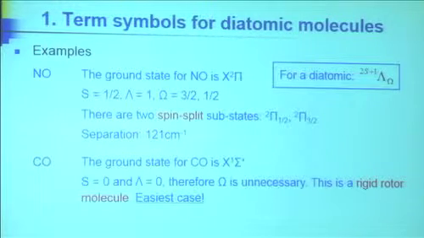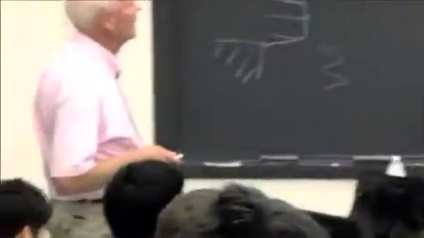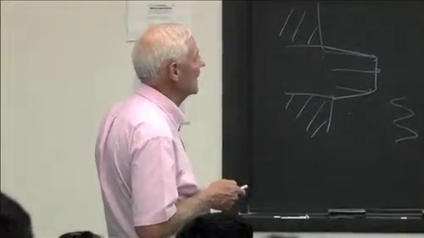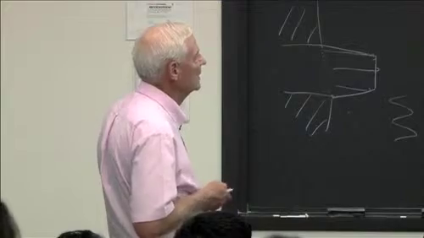What about CO? CO is a nice one. The ground state for CO is X 1 sigma plus. We're not going to talk anything about the plus. There's some pluses and minuses and U's and G's that appear that are at a little more complicated level that we don't need to deal with. The key is that the ground state is X, and it's a 1 sigma state.